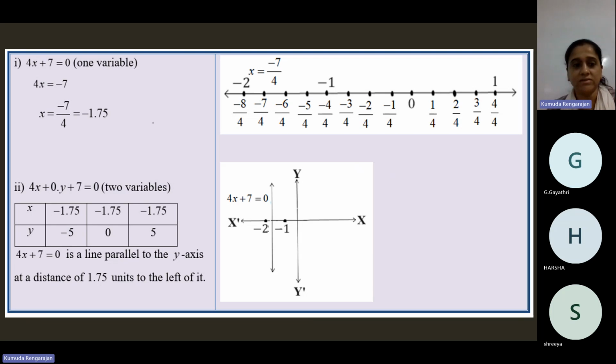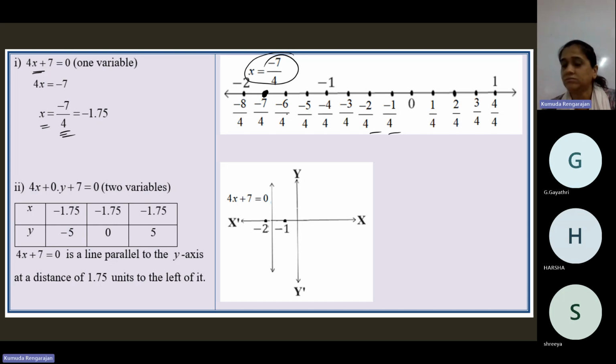Now I'm going to go faster. So you can see the variable x. When you solve it, minus 7 by 4. So minus 1 by 4, minus 2 by 4. So minus 7 by 4. Mark that, and x is equal to minus 7 by 4. You should write it here. X is equal to minus 7 by 4.